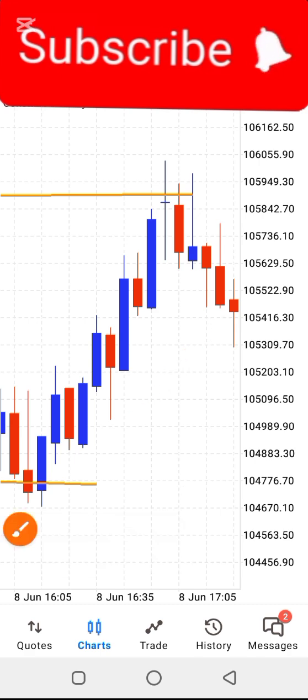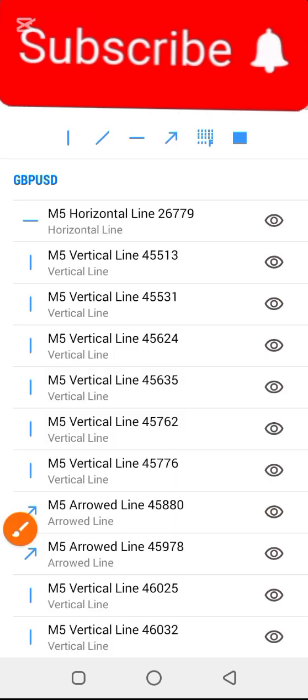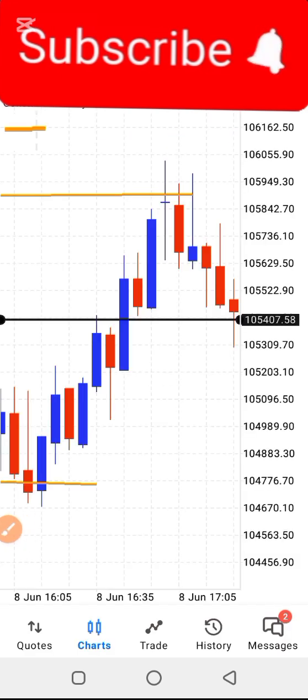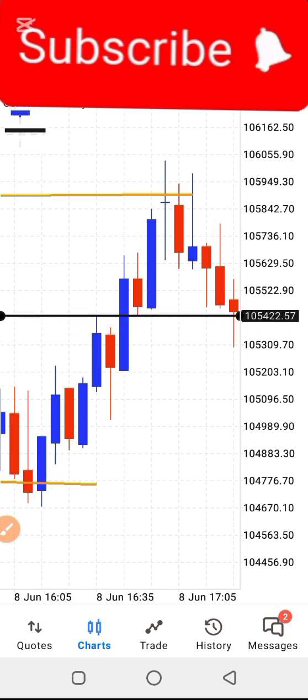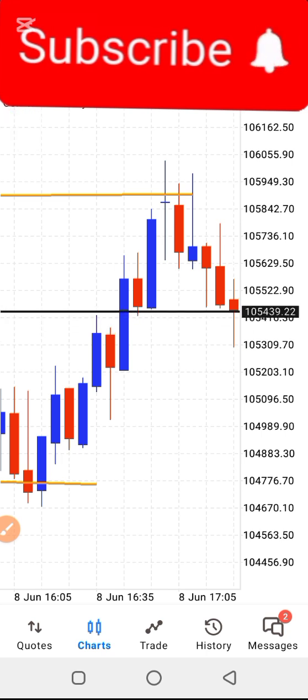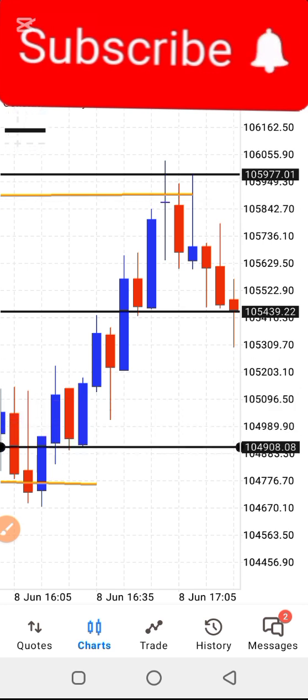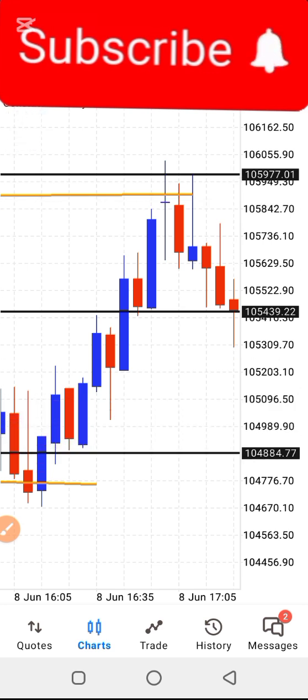So I need a horizontal line to depict my entry. I'm going to enter at the close of that candle. This is where the candle closed. I would enter at the close of that candle right there. My SL should be at the high. I can just place it somewhere here if it's too big, and I'll simply target 1-to-1. Probably somewhere around here should give me 1-to-1.